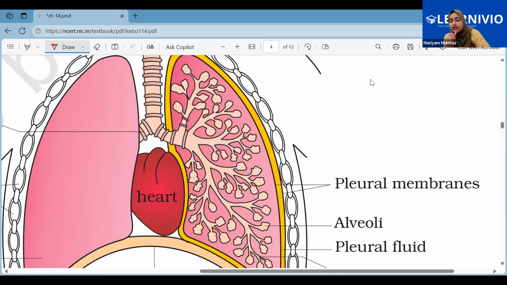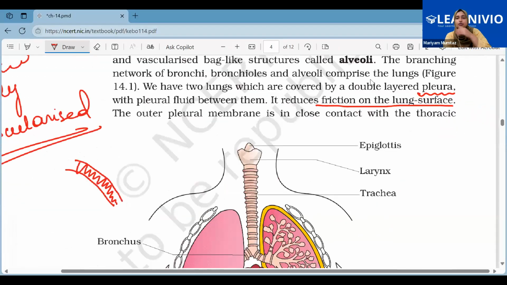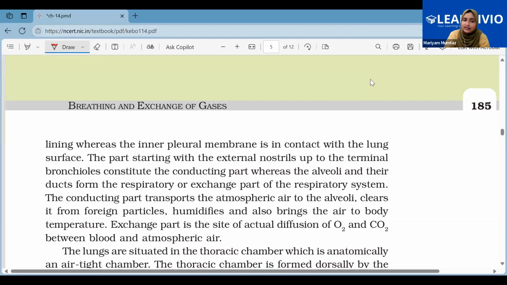So the outer pleural membrane is in close contact with the ribs, isn't it? You see here, it is in close contact with the rib part. And the inner pleural membrane is in close contact with the lungs, right? So the outer pleural membrane is in close contact with the thoracic lining, whereas the inner pleural membrane is in close contact with the lung surface.